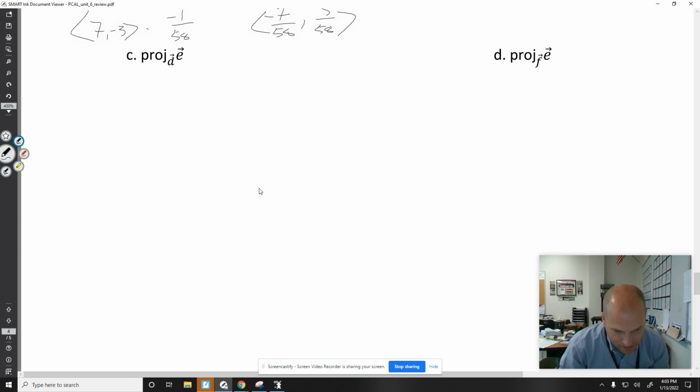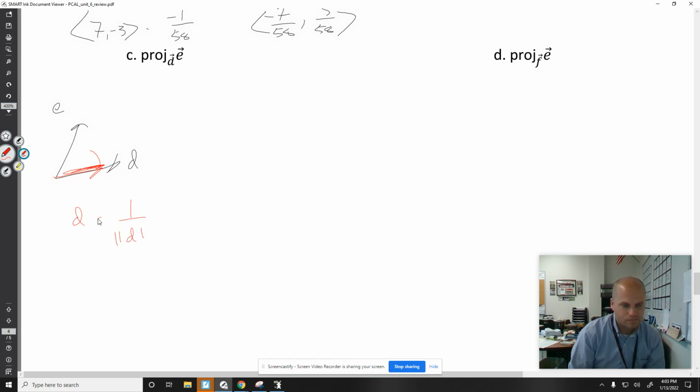All right. E onto D. We're going in the direction of D. So I'm starting with D. Make it a unit vector. Give it its magnitude by taking that unit vector and multiplying by the projection's magnitude. E cosine theta is one way, or dot product divided by D, which is a little bit easier.